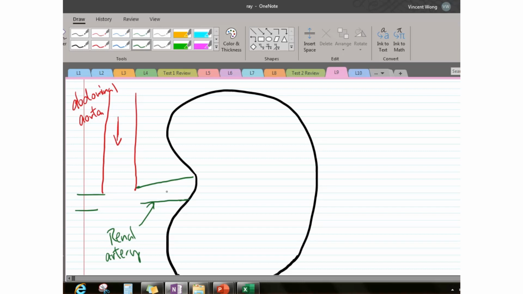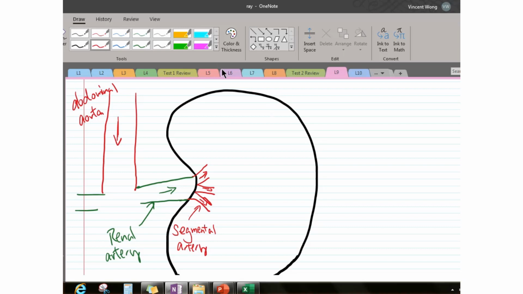The renal artery is going to enter the kidney through the hilum. As soon as it's inside, it is going to branch several times into these things called segmental arteries. So the renal artery comes in through the hilum and immediately branches off into smaller ones called segmental arteries.